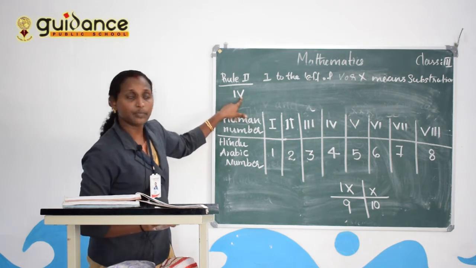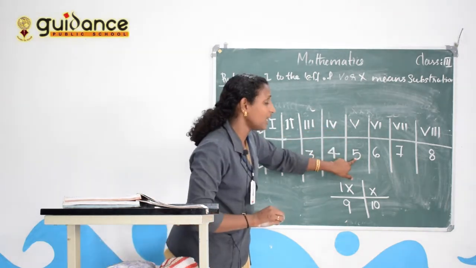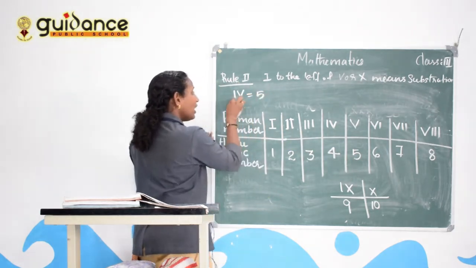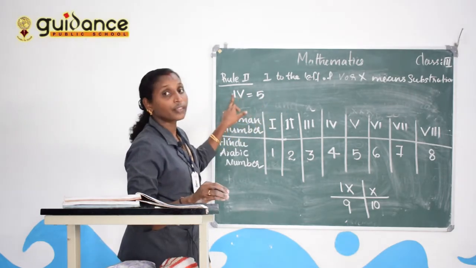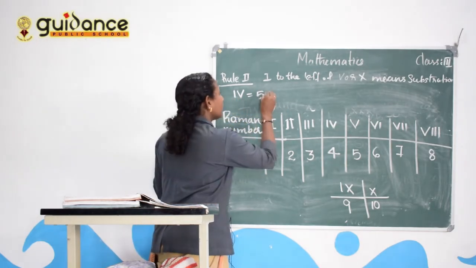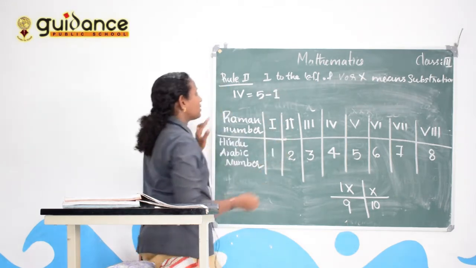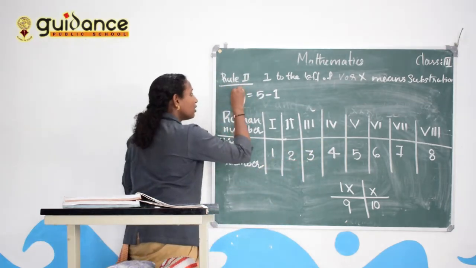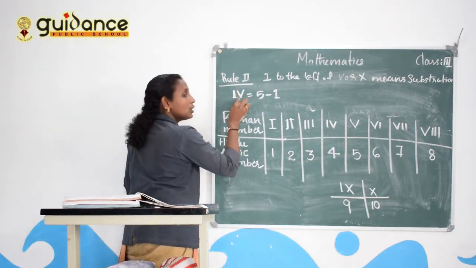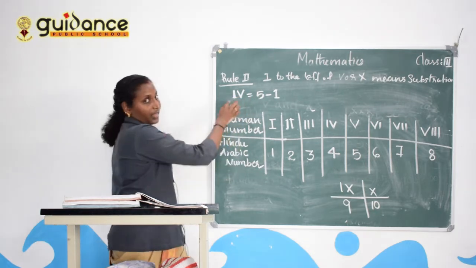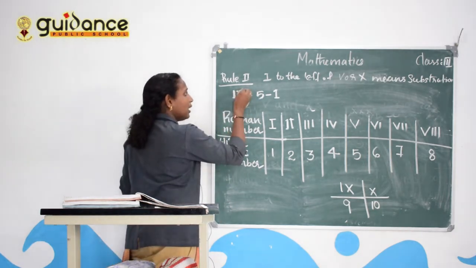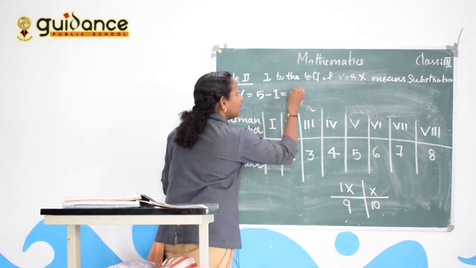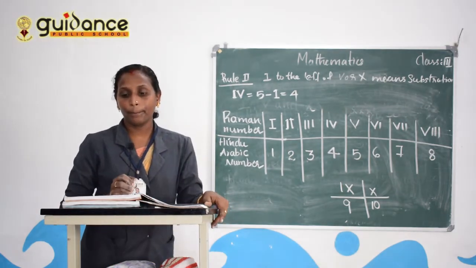It means subtract. What is the value of V? V is 5. The value of V is 5. I is there on the left of V. That means 5 minus 1. That means I to the left of V or X. Here, where is the position of I? To the left of V. That means it is subtract. V means 5 and I means 1. That is 5 minus 1. The value is 4. Okay.